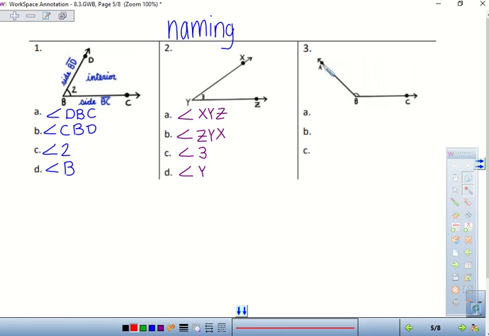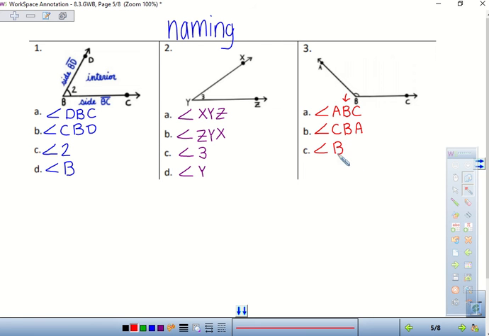So the next one over here, how can we name this angle over here? ABC, CBA. Good, angle ABC. The vertex has to be the letter in the middle. Very important. We can also name it CBA. Vertex is in the middle. And then just by its vertex, which is what?